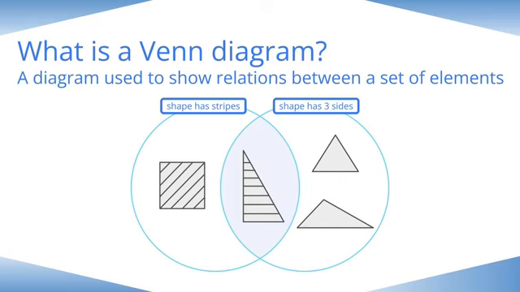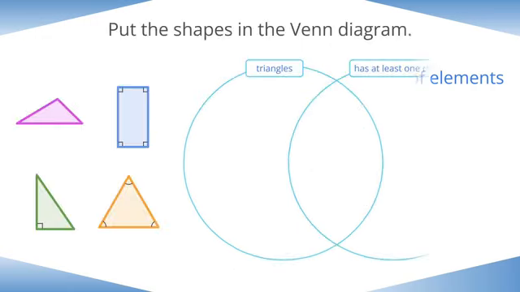Now that we've got the basics, let's practice sorting polygons using Venn diagrams together. Put the shapes in the Venn diagram. It looks like our diagram categories are triangles and has at least one right angle. Let's identify each shape's attributes and put them in the correct section.